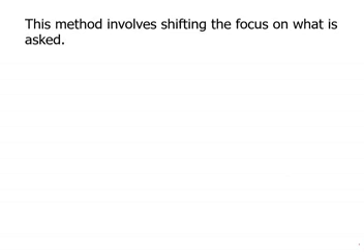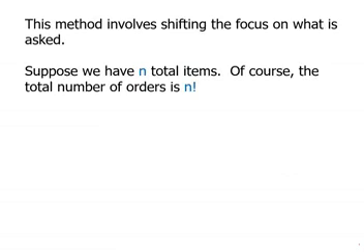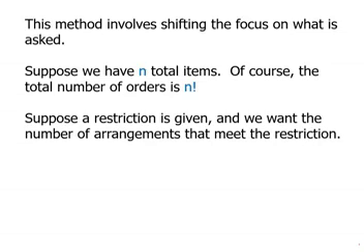So the method I'm going to talk about here involves shifting the focus on what is asked. Suppose we have n total items. Now, if there are no restrictions at all, the total number of orders is n factorial. We can just put those n items in any possible order. Suppose a restriction is given and we want the number of arrangements that meet that restriction.